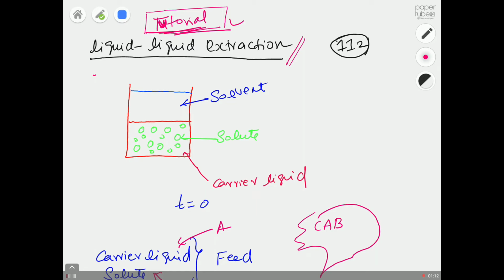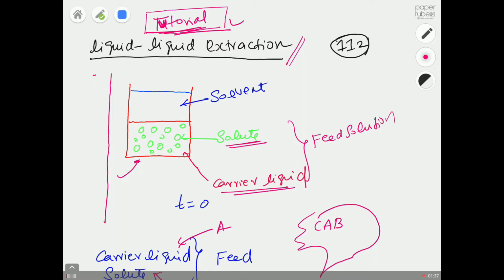So I will quickly go back and explain what's happening when we do liquid-liquid extraction. I hope you all remember this diagram. So this is your reactor, and it contains a feed solution. The feed solution is nothing but your solute plus carrier liquid. So these two are the feed solution, and then you add your solvent. This is your extracting solvent, and then you give some very good agitation. Just assume this is time t equal to 0.